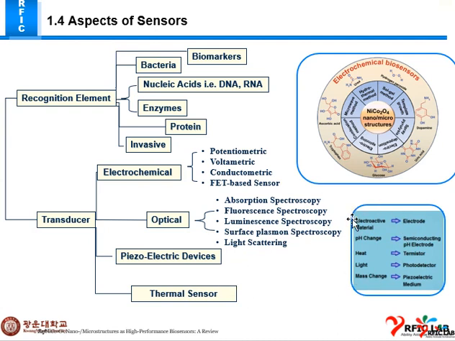Here is some electrochemical material based on different techniques and technologies. This can be a different part like pH change sensor, heat sensor, light sensor, mass change for a different transducer part.